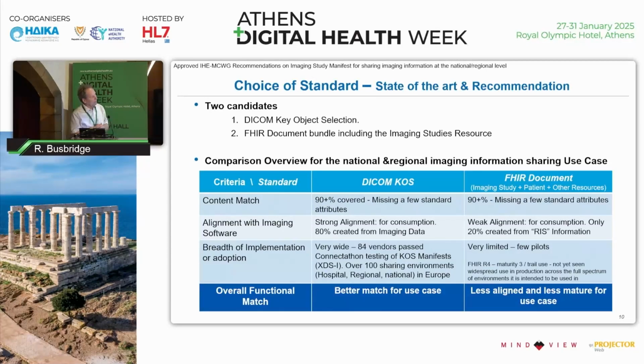There is a FHIR R4 version of the imaging study, which has a maturity level of 3 and is in trial use at the moment. The text at the end says it has not yet seen widespread use in production across the full spectrum of environments. So it's an unknown, essentially. We just don't know. Based on the state of the art, the choice has been made to go for the DICOM KOS. The content match is pretty much the same between the two. About 90% of the attributes identified in the EHN guideline as necessary for a manifest are covered in the standard variant of the DICOM KOS and the FHIR imaging study.